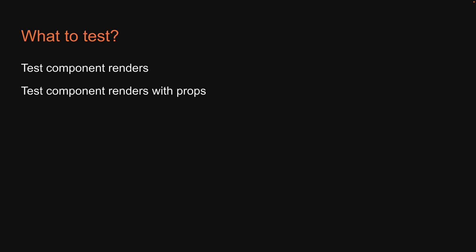There is no set rule, but here is a set of guidelines for what's worth testing when writing a React component. Start by testing that the component renders. At the very least, a component should render without any error. Second, test that the component correctly renders with props. Given a set of props, does the component render the right HTML?